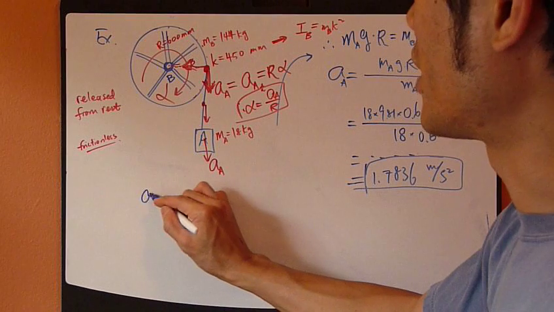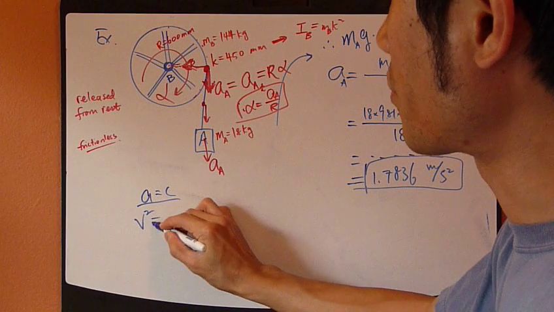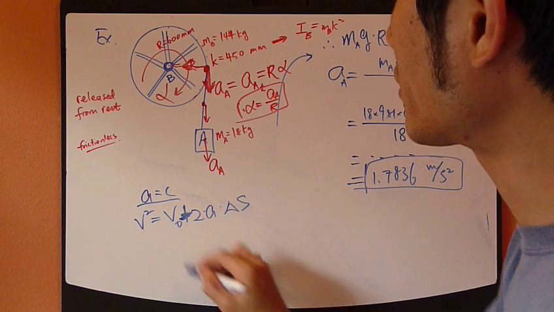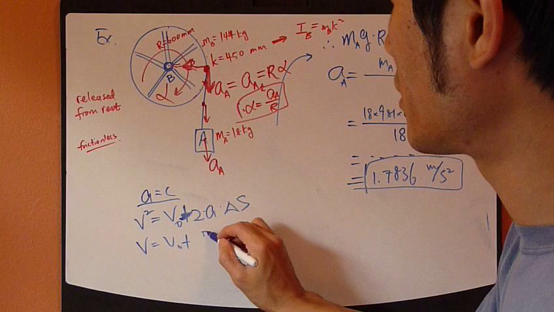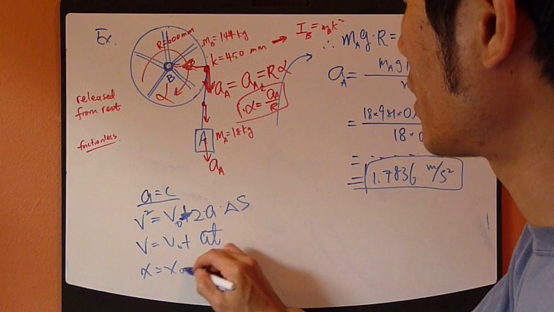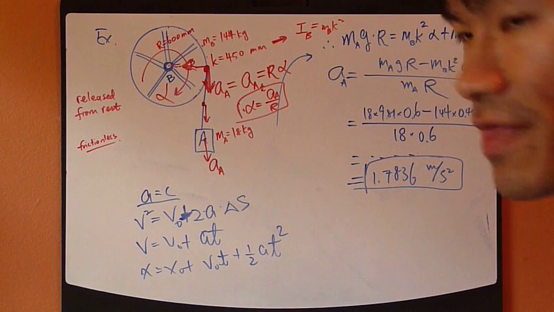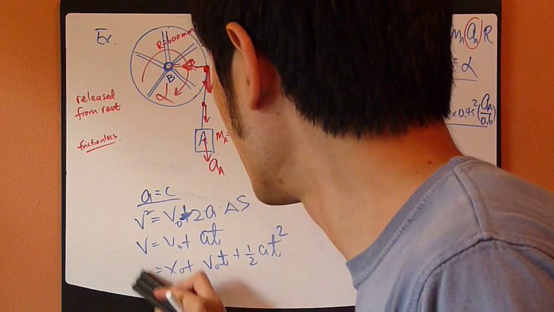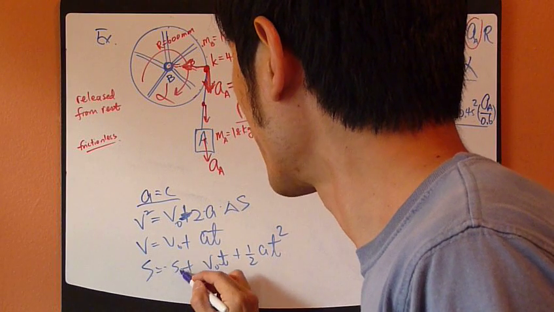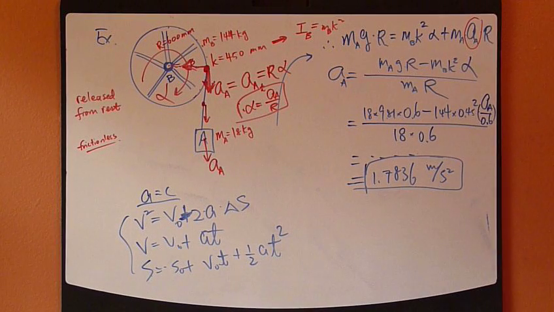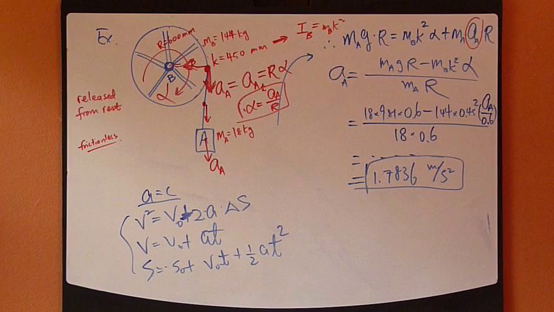When a equals constant, you have three equations: v squared equals v naught squared plus 2a delta s, v equals v naught plus at, and x equals x naught plus v naught t plus 1/2 a t squared, and things like that. This is really s, s naught. I'm not going to get into that. Alright, so this is another example to illustrate how to solve for acceleration of a rigid body.